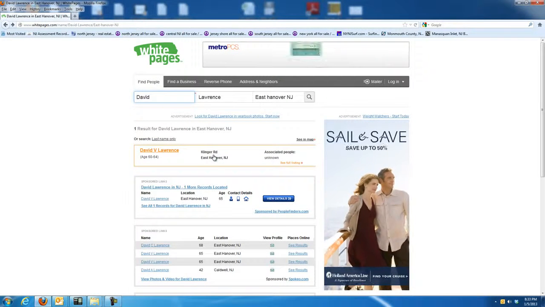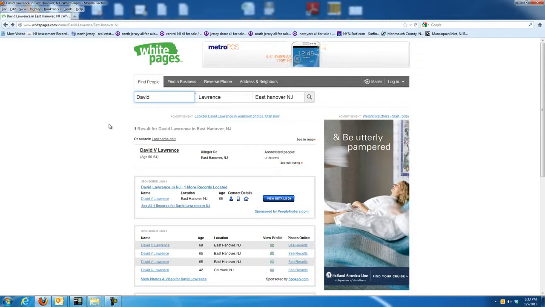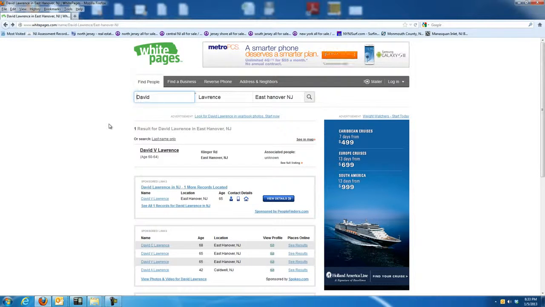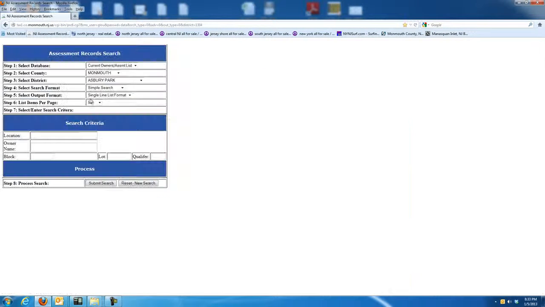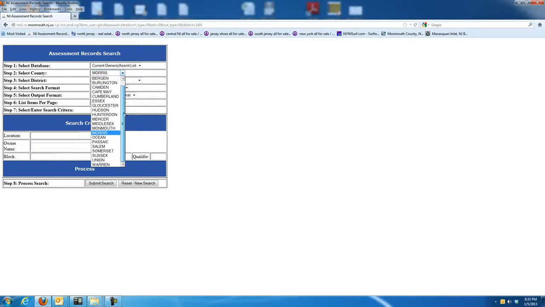Unfortunately, as we know, when I went to the property, it was vacant, and after speaking to the neighbors, they didn't have any idea. They said that they saw the homeowner maybe once or twice and never saw him again. So I didn't have a phone number. I then went to the tax records. Now you'll notice that this tax records page covers all the counties in New Jersey.